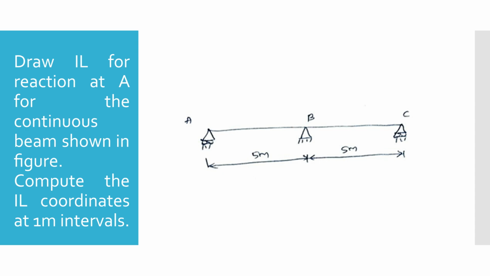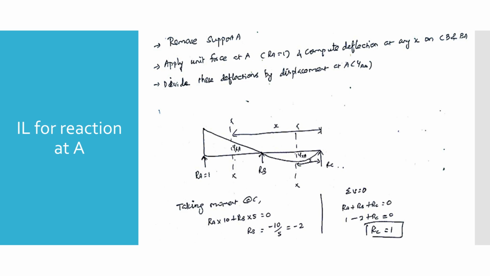We will use foundational structural mechanics to determine how a moving unit load dynamically changes the load distribution on support A. Let's step through the analysis. To find the influence line for the reaction at A, we apply Müller-Breslau's principle. We begin by removing support A to release the redundant reaction constraint. Next, we apply an upward unit force directly at A, setting Ra equal to 1.